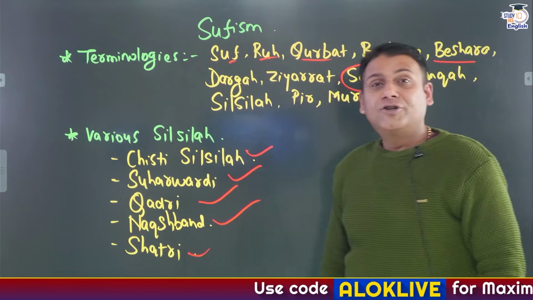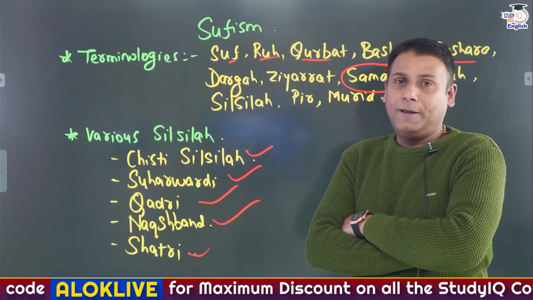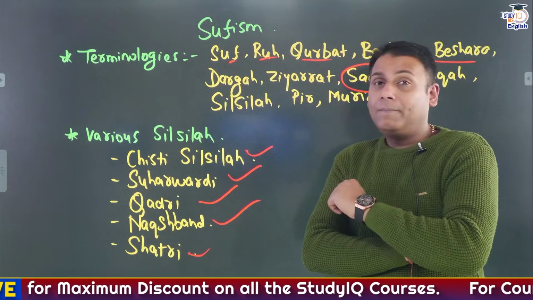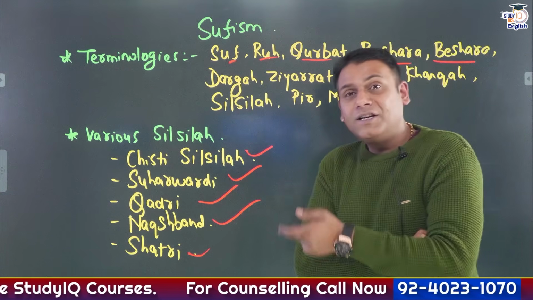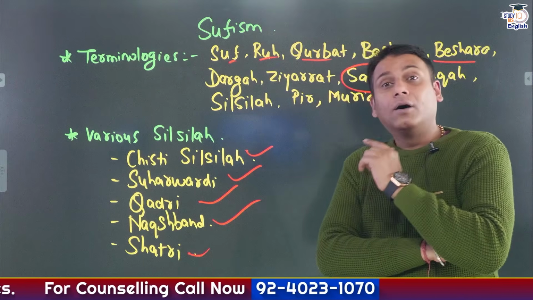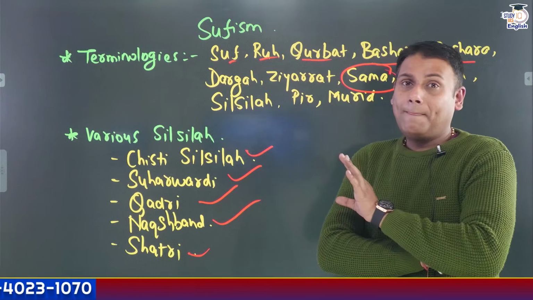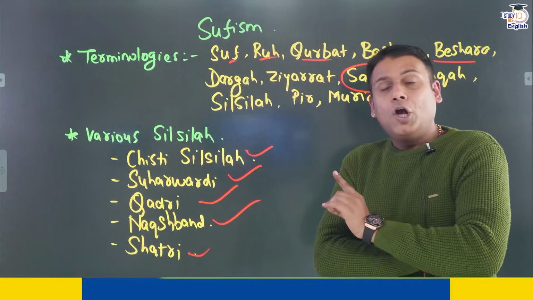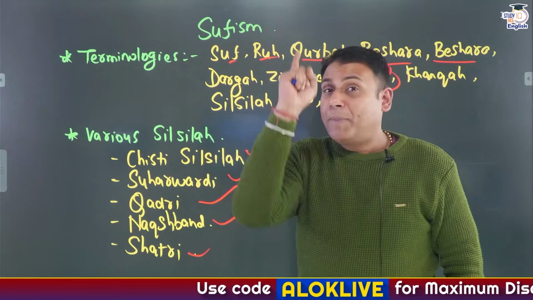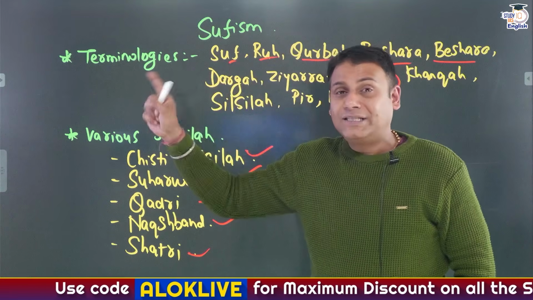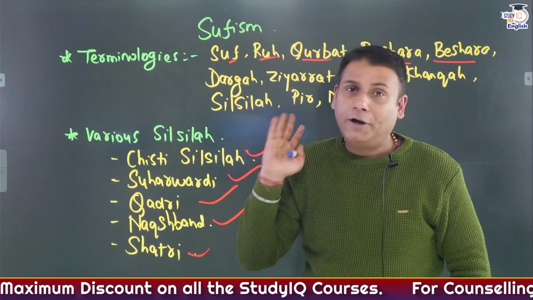A probable question: Nizamuddin Auliya, also referred to as Mehboob-e-Illahi, that is beloved of Allah, was a Sufi saint of which silsila? What is the difference between the saints of Chishti silsila and Suharwardi silsila? Another important question. So these are the questions that you can expect from Sufism, specifically from terminologies. I repeat, terminologies from Sufism are very, very important.